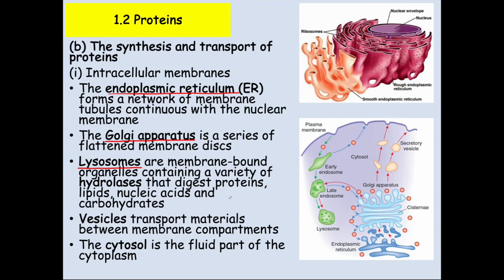We also have vesicles. Vesicles transport materials between membrane compartments. I always say to my class, the easy way to remember that is that a vesicle is the vehicle of the cell. A vehicle transports people or things around, and a vesicle does the same job, but within the cell. So a vesicle is the vehicle of the cell. It transports materials between the various membrane compartments.